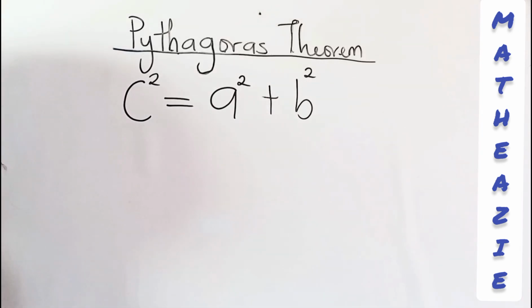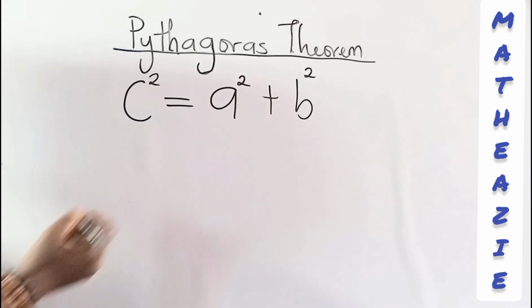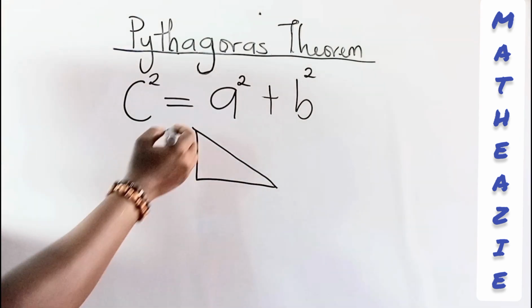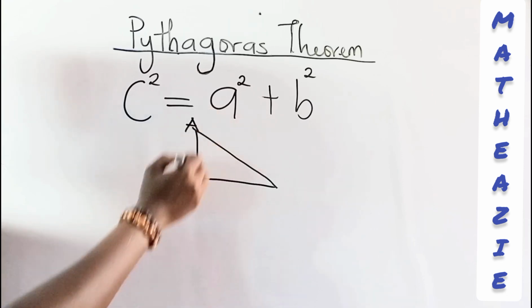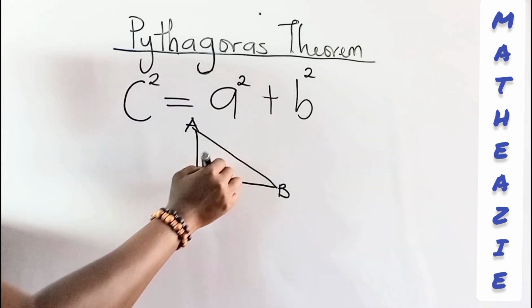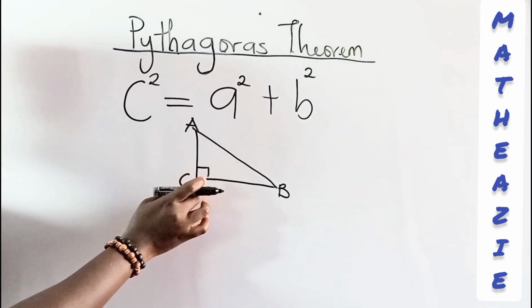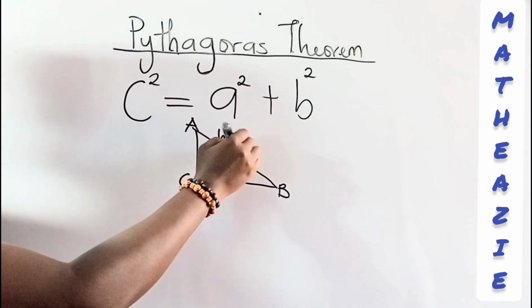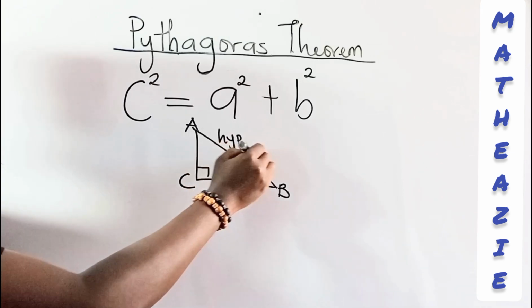Hello and welcome. In this video, I'm going to be showing you how to apply Pythagoras theorem to solve for an unknown side in a right-angled triangle. Take for instance, you have a right-angled triangle in this form, and you have here angle A, C, and B. If the right angle is located here, the theorem says that the side facing this right angle is the hypotenuse. Let's call it C.